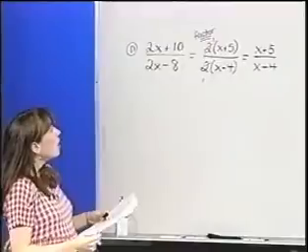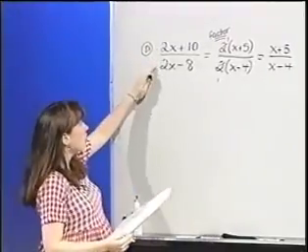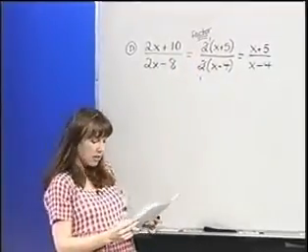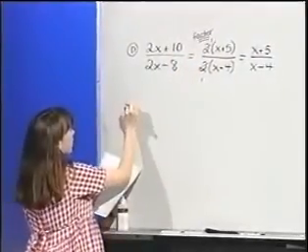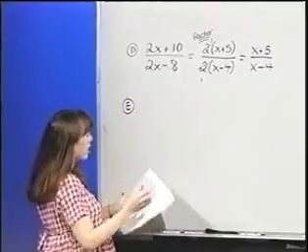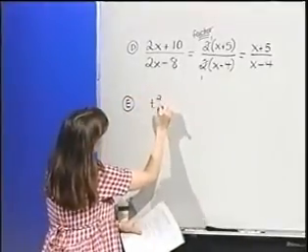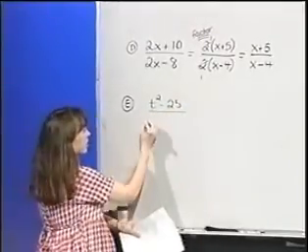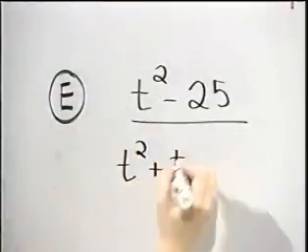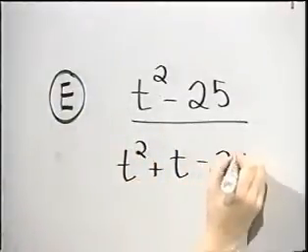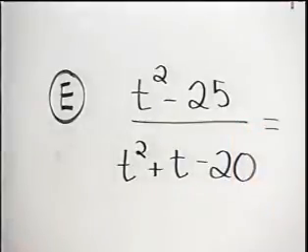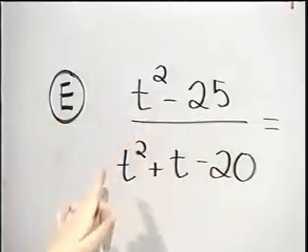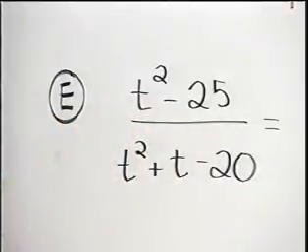So the key is, when you have rational expressions, to reduce them, you always want to factor first and get products. Let's do a couple more. Let's look at example E: t squared minus 25 over t squared plus t minus 20. Again, you might be tempted to cancel t squareds, but you can't do that because you don't have a product in the numerator and the denominator yet.